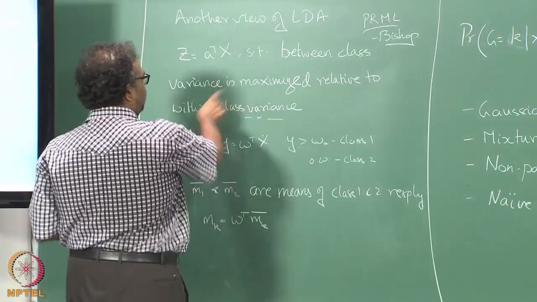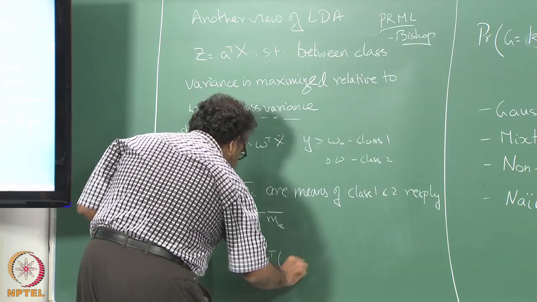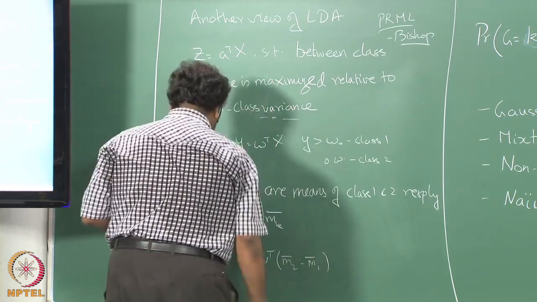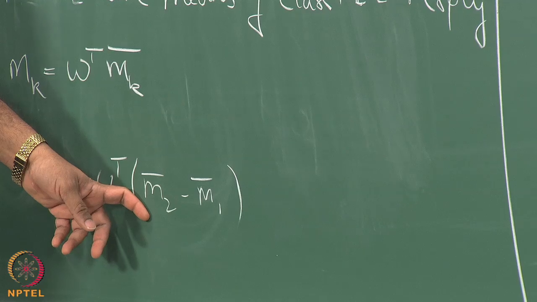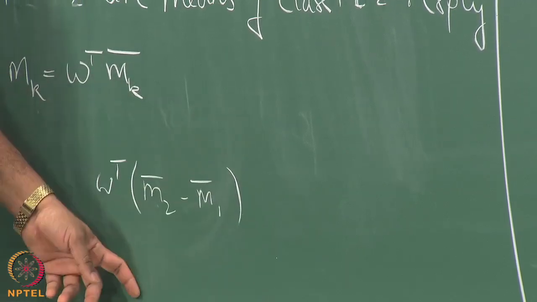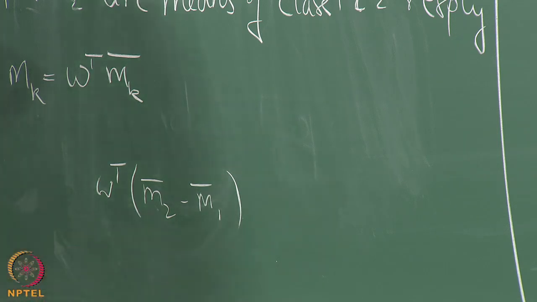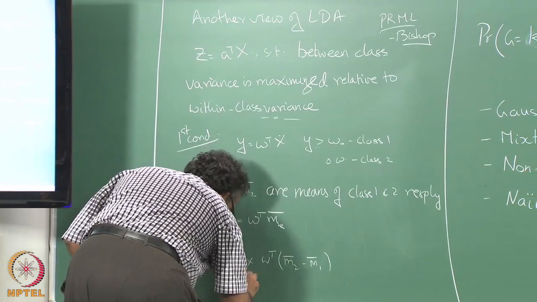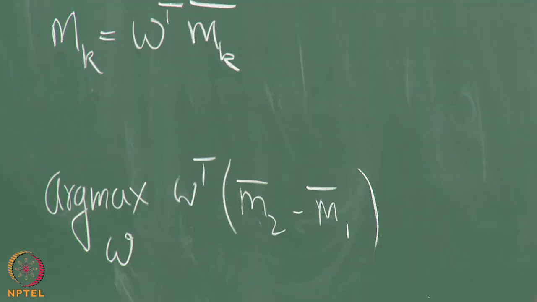So what is my goal when I say I want to maximize between class variance? It is essentially to maximize that quantity. W transpose M2 is the projection of M2 on W, W transpose M1 is the projection of M1 on W. I am trying to maximize this quantity, so that is essentially my first criterion. Find the direction W that maximizes this. So there should be some alarm bells ringing for you. What is the problem?